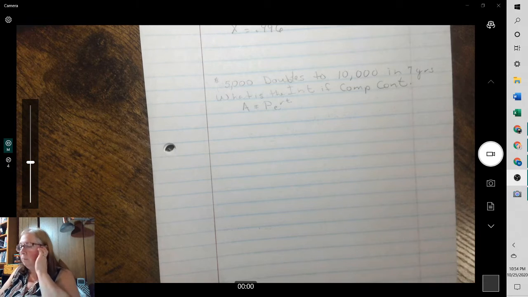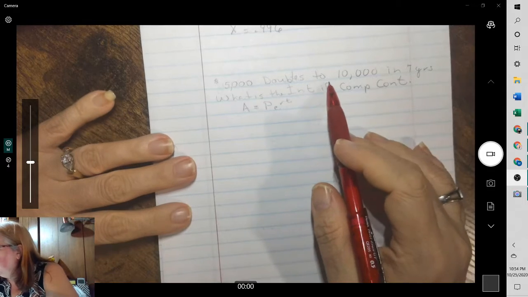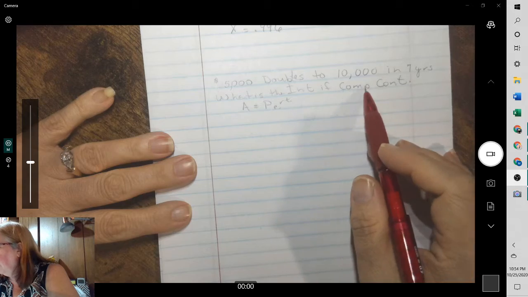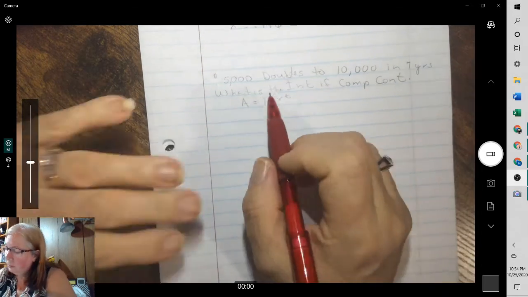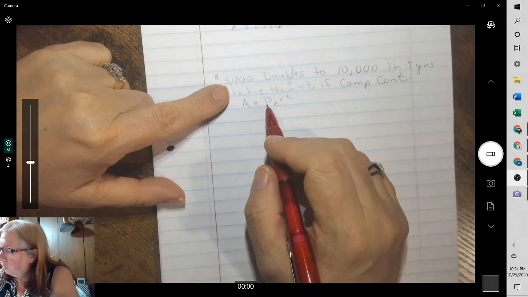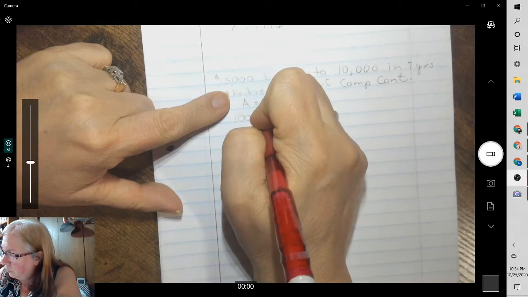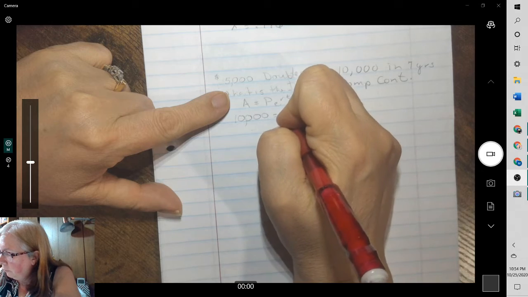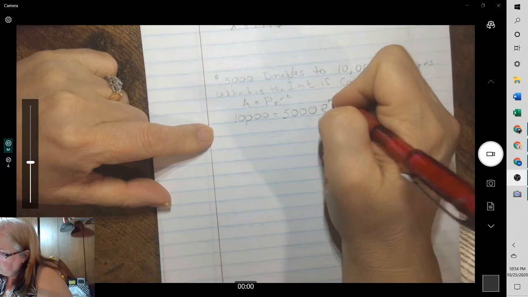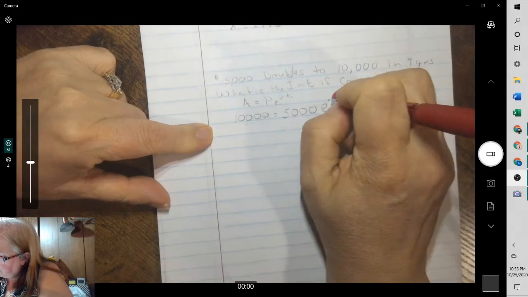One more. This one is compounded interest. 5,000 doubles to 10,000 in 7 years. What is the interest if compounded continuously? Compounded continuously is A equals P e to the rt. P is your starting amount and A is the ending amount. So we're ending with 10,000 because we're doubling our money. We're starting with 5,000. Interest rate is what we are looking for, and time was 7 years. So I'm going to write it 7r.